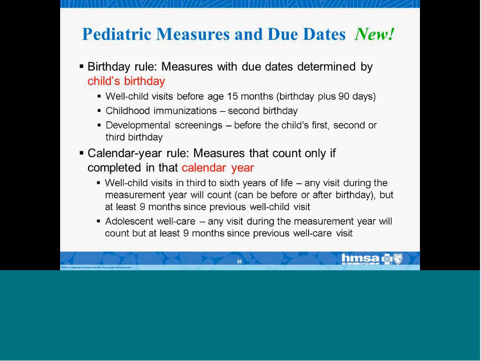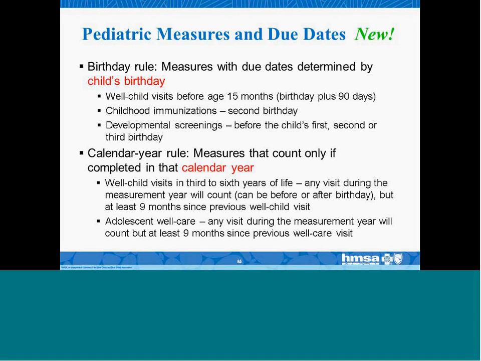For pediatrics, pediatricians have date-driven measures, and some of these have to be completed by a child's specific birthday, such as immunizations by the second birthday, and others count if they're completed within the calendar year. So the birthday rule in payment transformation measures applies to due dates determined by a child's birthday. So your well child visits before age 15 months, and childhood immunizations by the second birthday. Also, there are developmental screenings that need to be completed before the child's first, second, or third birthday.